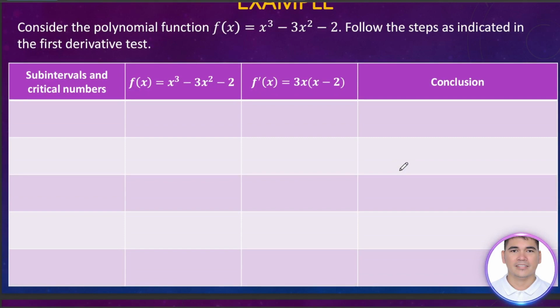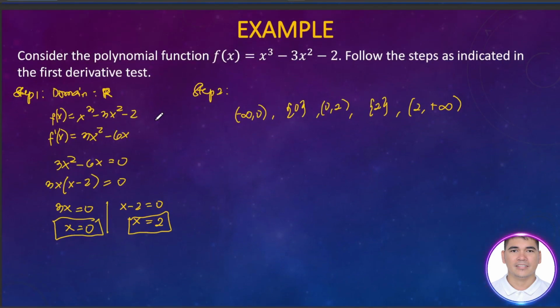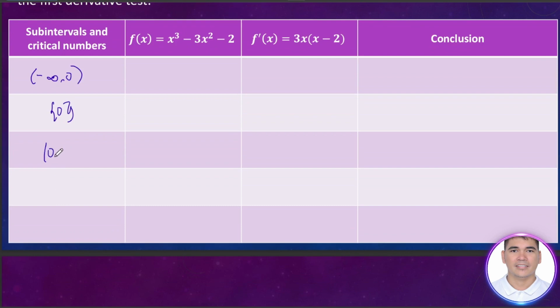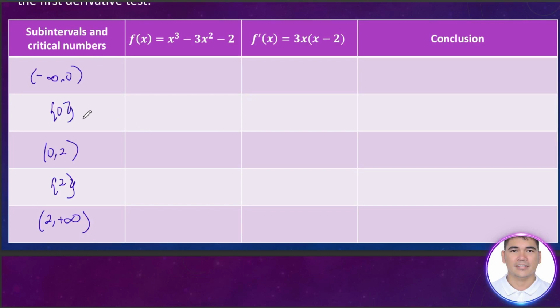So step 3 is we have the table. We put the subintervals here. So we have negative infinity and 0. We have 0. We have 0 and 2. We have 2. And then we have 2 and positive infinity. So this is based on what we did here. We just put them in, and then here we substitute the value.